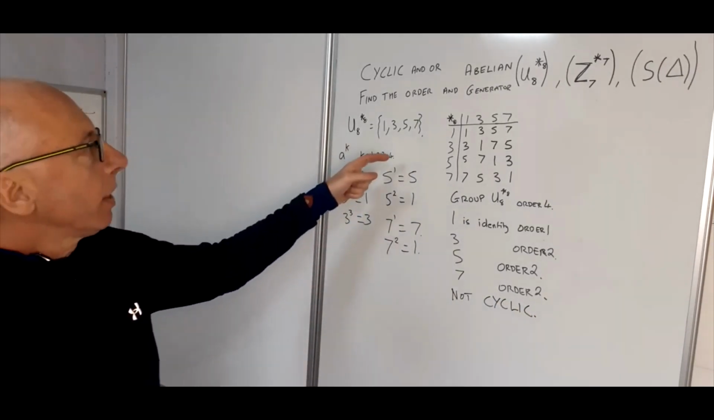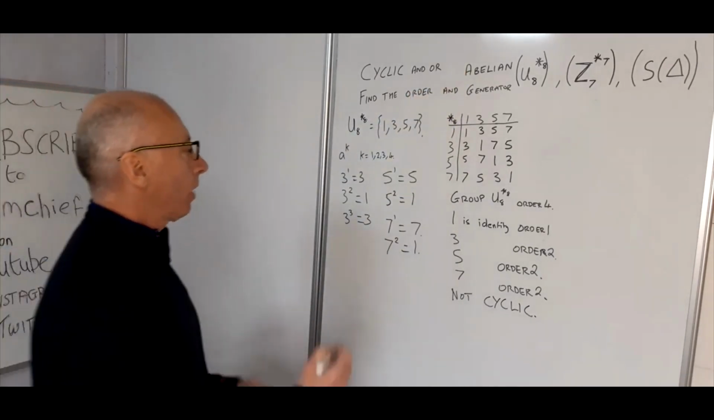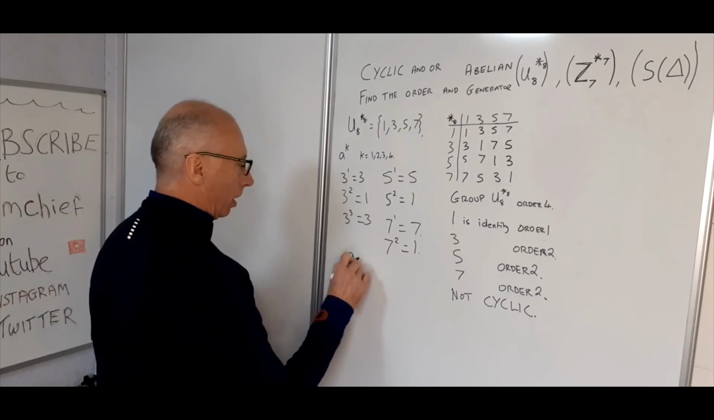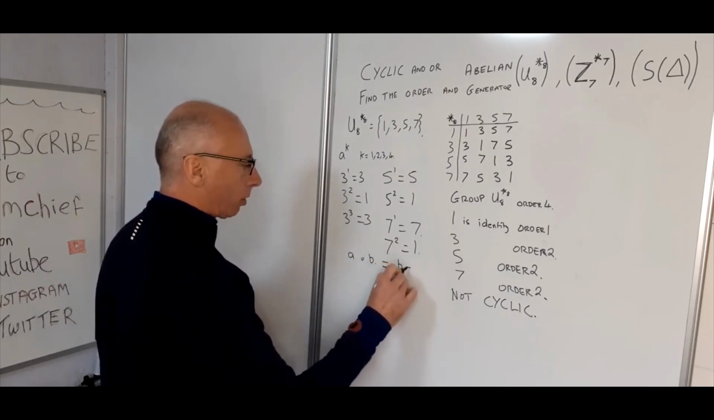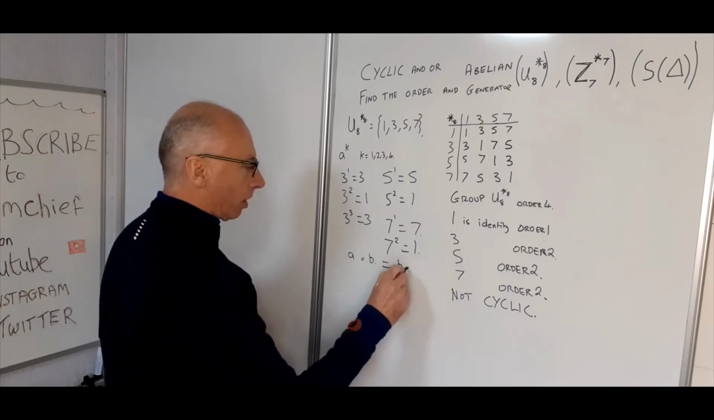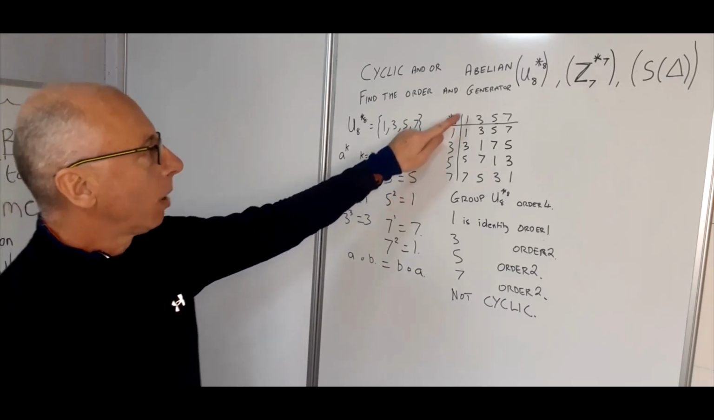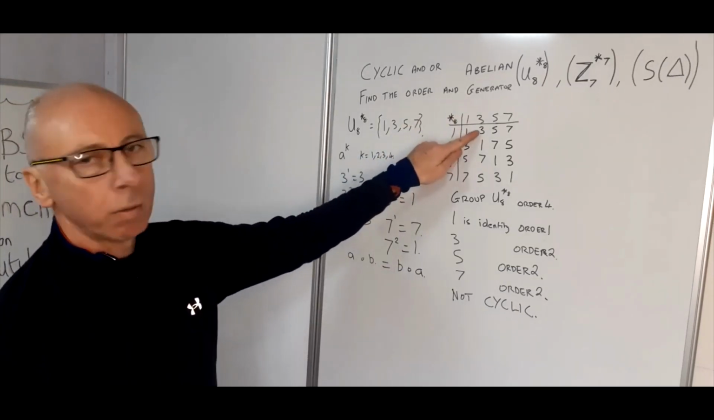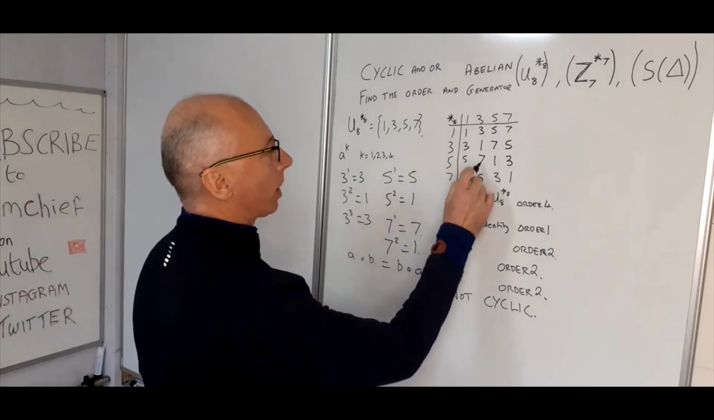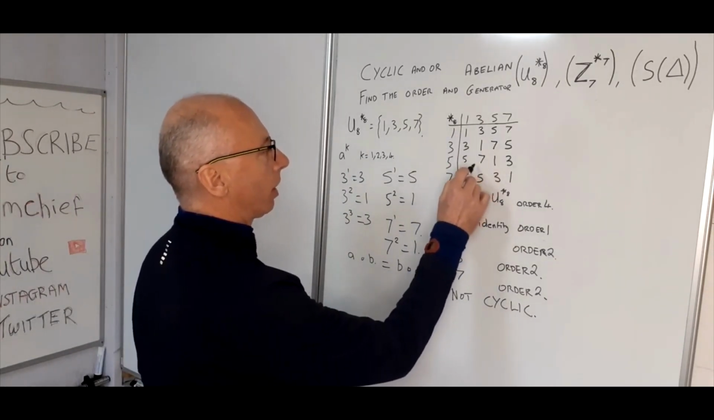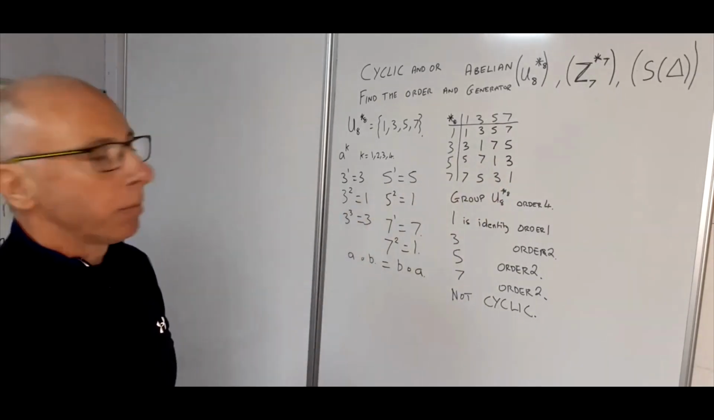Now what about testing for abelian? Now abelian means if we have some A and some B element and we multiply them together, that also equals the converse, B multiplied by A. So if we multiply 3 by 1, we should get the same as if we multiply 1 by 3, which is the case. Same here, 5 times 3 will give us 7, and 3 times 5 will also give us 7.